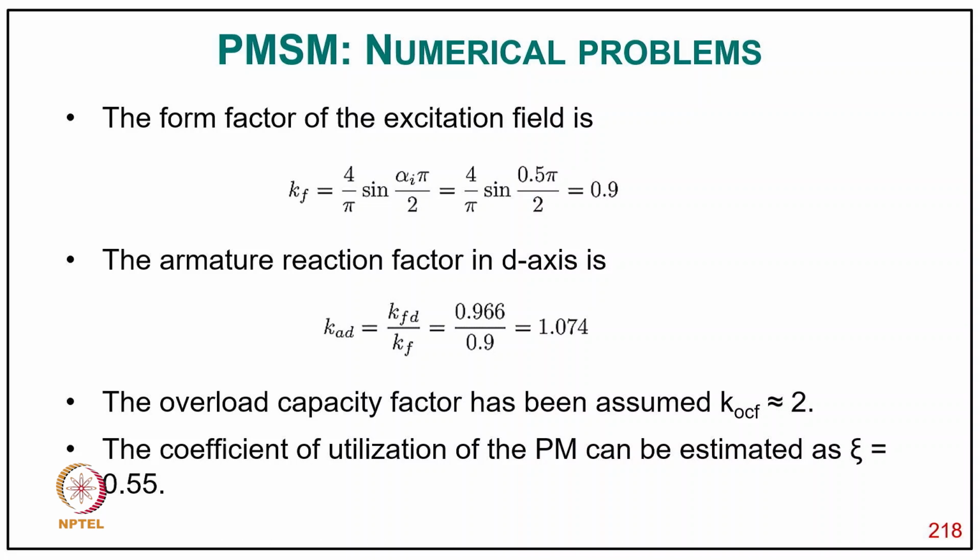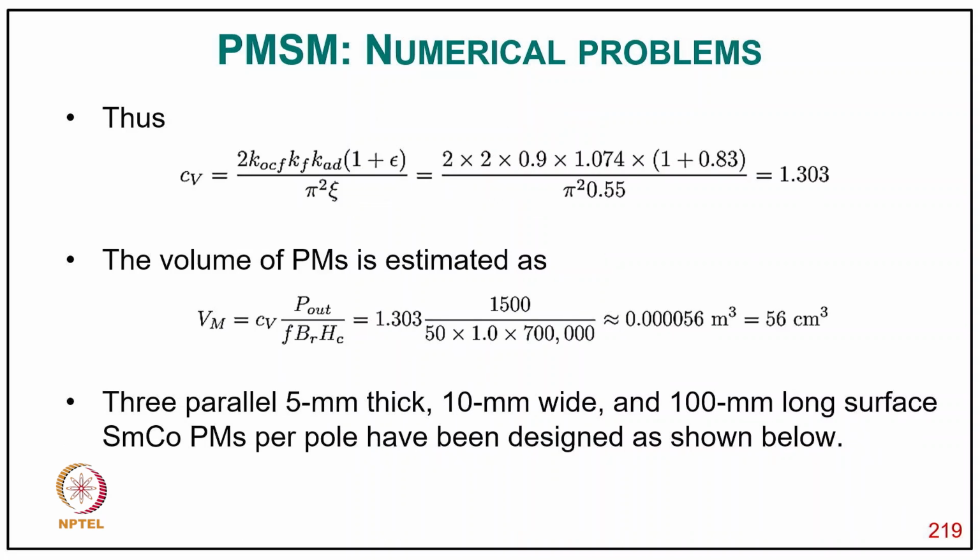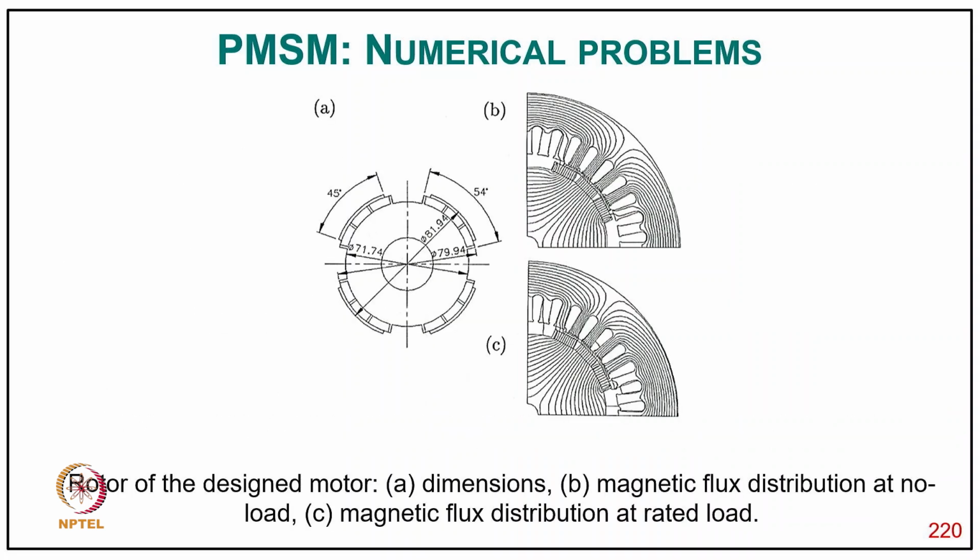Overload capacity factor has been considered OCF equal to 2, and the coefficient of utilization of PM can be estimated equal to 0.55. Then CV, that is KOC, KF, KD, 1, eta upon pi square theta, putting in the values comes to 1.303, and the volume of PM is estimated as VM equal to CV P out upon F PR into SC, which comes to 56 centimeter cube. Three parallel 5 millimeter thick, 10 millimeter wide and 100 millimeter long surface ceramic cobalt permanent magnets per pole have been designed as shown in the figure typically.